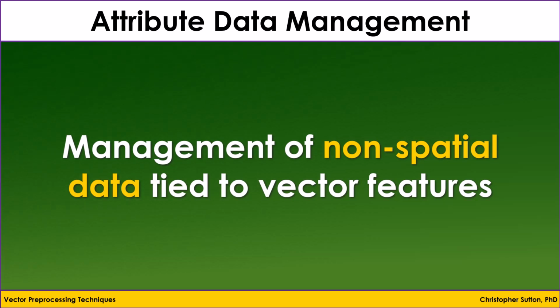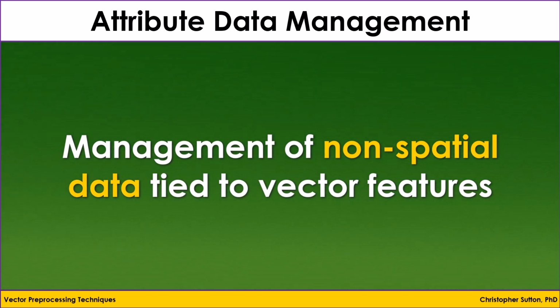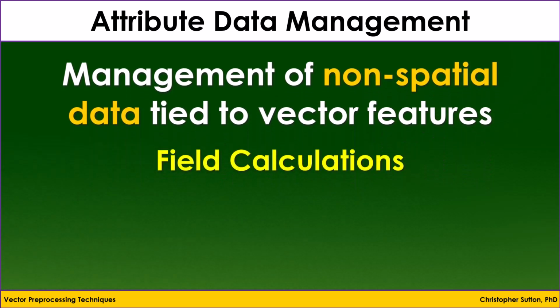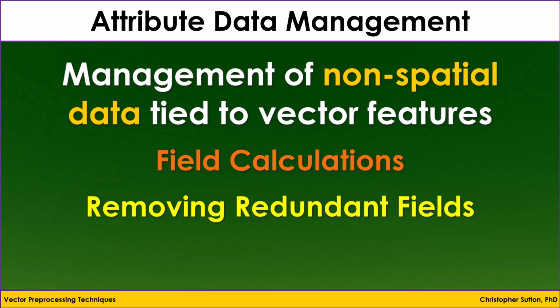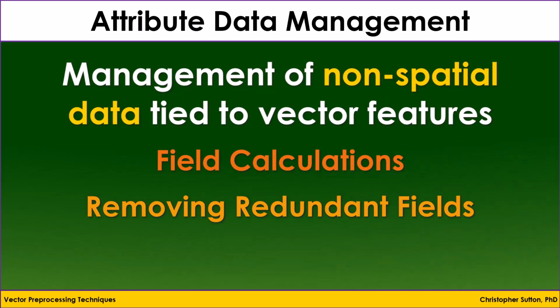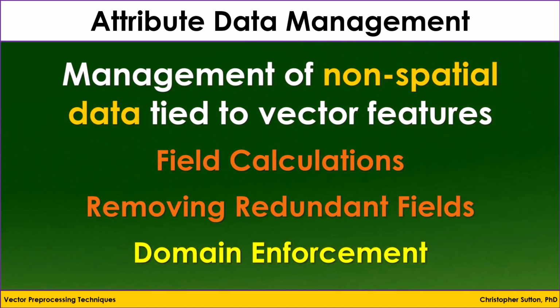A lot of preprocessing can involve attribute data management, where we're managing the non-spatial data tied to the vector features. We may perform field calculations where we create new attribute fields or update existing ones using calculations and expressions. We might remove redundant fields where we have multiple fields that are portraying the same information. And we might deal with domain enforcement where we ensure all attribute values fall within valid categories.